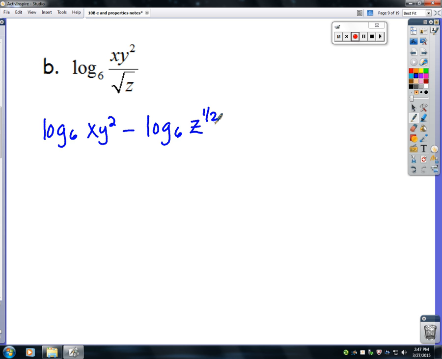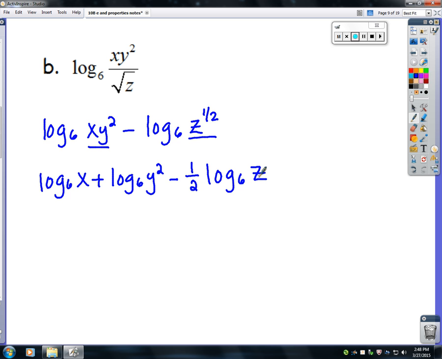All right, what else we got here? I'm looking at this expression now, and I want to break that apart. I know multiplication is going to become addition. So log base 6 of x plus log base 6 of y squared. Now let's look at this. Power of 1/2 is going to become multiplication. So it's going to be minus 1/2 log base 6 of z.